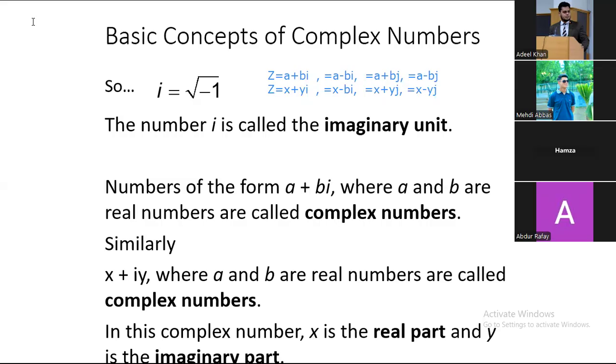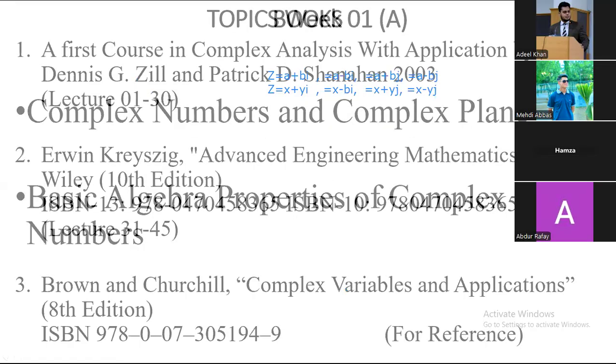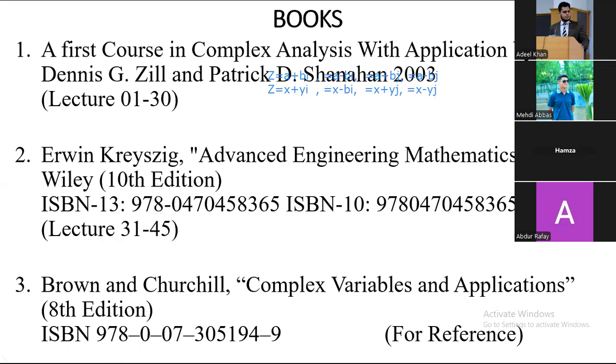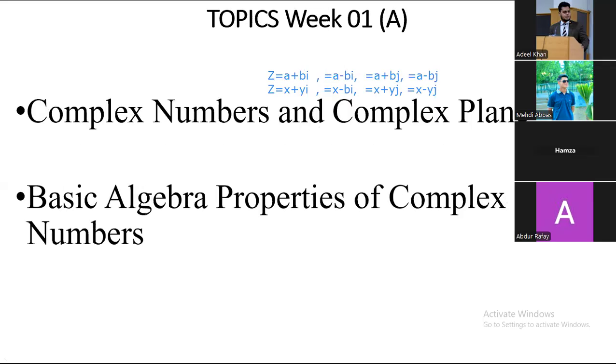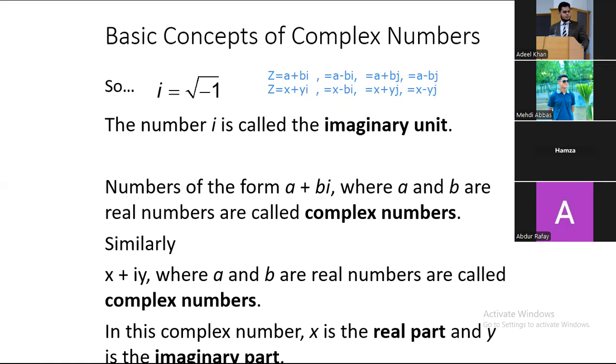I have to remove the annotation. These are the books. So in these books, some of the complex number variables are represented with imaginary value i as well as j. So the notation which is represented in the form of complex number z I have mentioned over here.